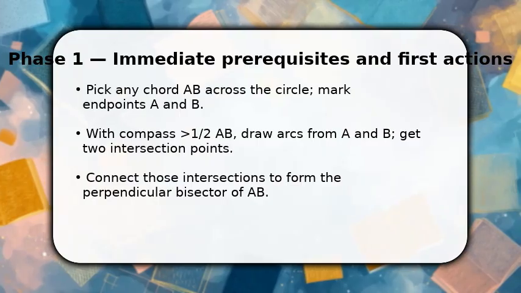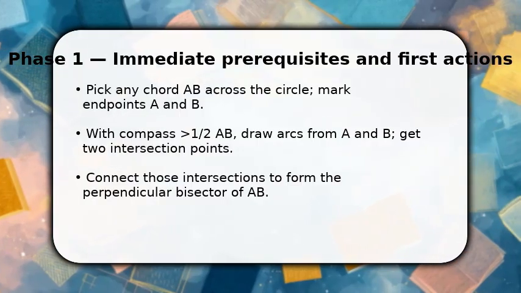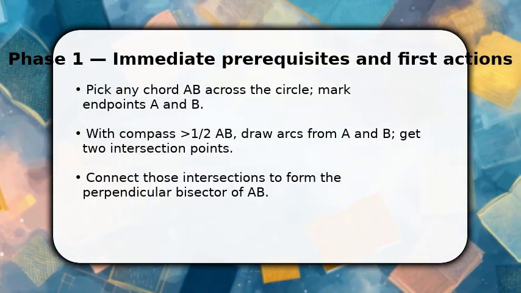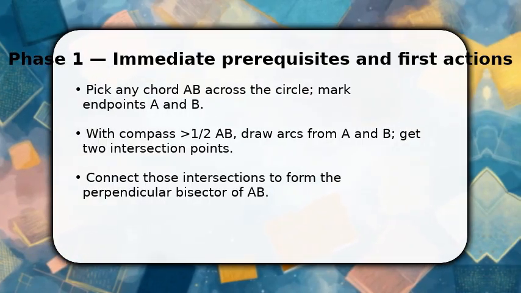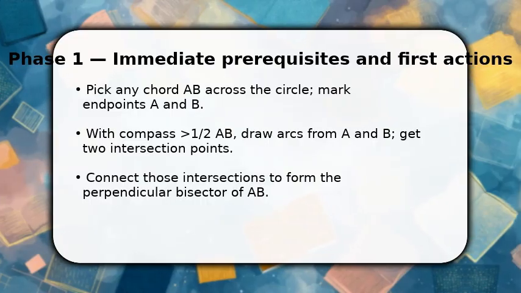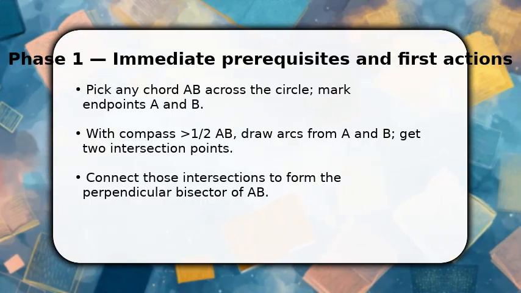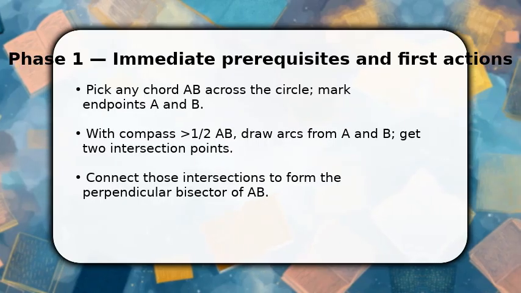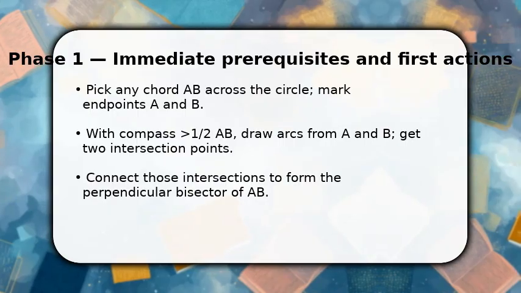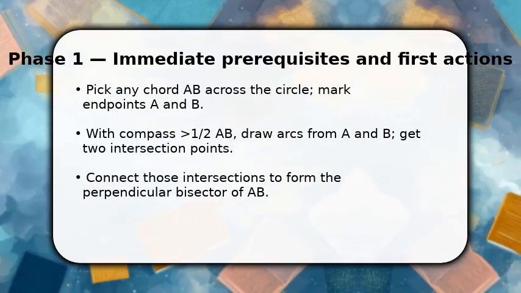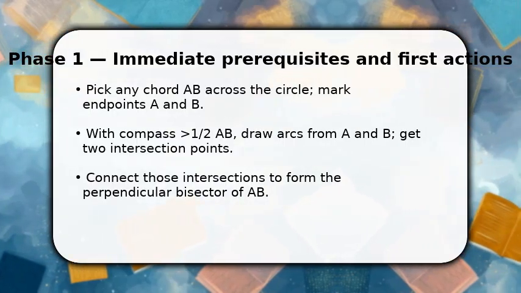You start immediately by drawing a clear chord AB and marking its endpoints. Once you have AB, set your compass to a radius slightly greater than 1/2 of AB, then draw arcs from A and B that intersect twice. You then connect those two arc intersections to create the perpendicular bisector of AB. This bisector is your first construction line because it contains every point equidistant from A and B.